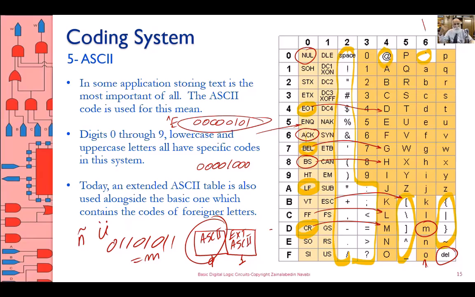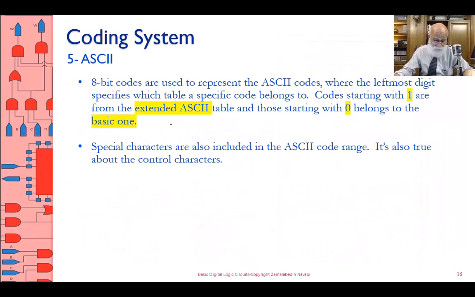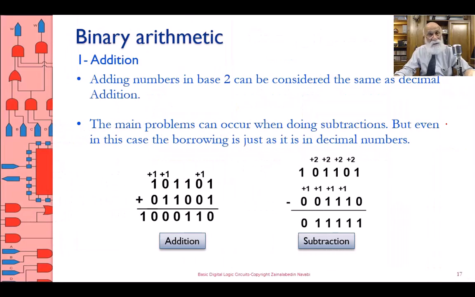All right, we have covered coding systems, and what we want to do next is arithmetic. And I guess this is a little bit more explanation about the ASCII. This is extended ASCII and so on. Next is arithmetic.